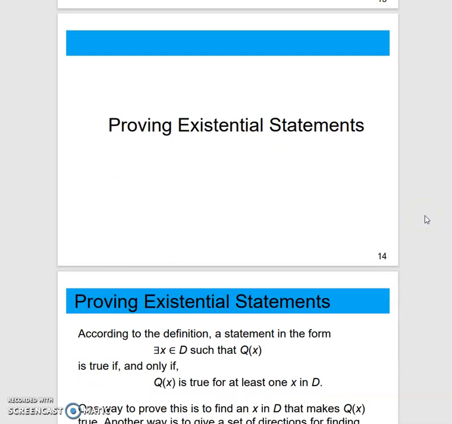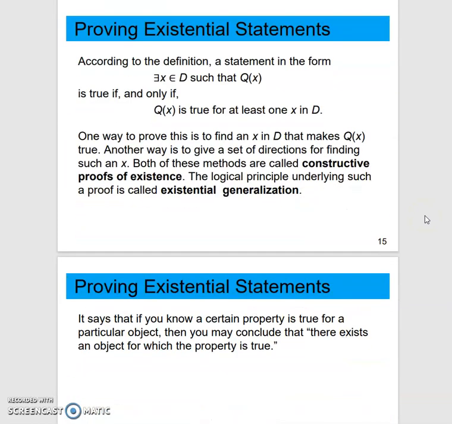All right, let's start by proving existential statements. Now remember, in existential statements, it only has to be true for one number. So as long as I find one number that makes something true, that's all I need. And we sometimes call that constructive, because I'm finding one example where it works.